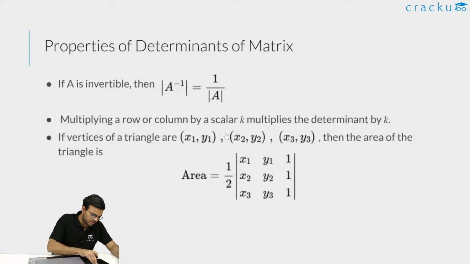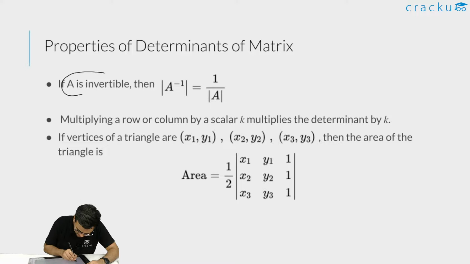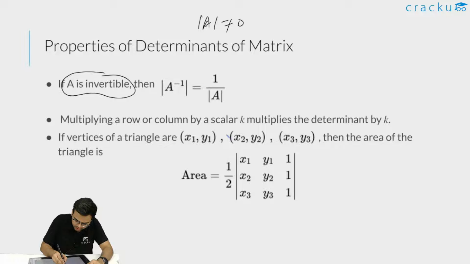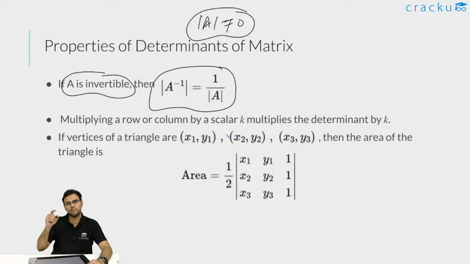Okay, we have three more properties, again very important. If A is invertible, we'll discuss this further, like what is the inverse of a matrix. But what does A is invertible mean? That determinant of A is not equal to 0. That is, A is a non-singular matrix, determinant of A is not equal to 0. Then determinant of inverse of matrix A is 1 upon determinant of A. We'll discuss this in detail later when we'll be discussing the inverse of the matrix.